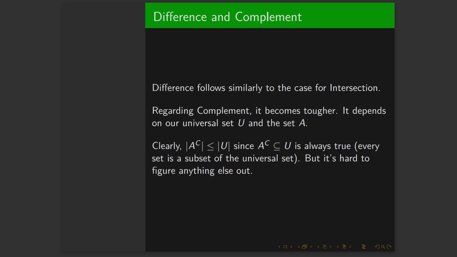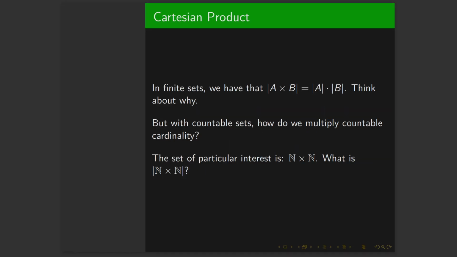Now, regarding complement, it becomes a little tougher because it depends on our universal set and the set A. We must have the cardinality of A complement is less than or equal to the cardinality of U. But anything else is kind of hard to think about, so we're not going to worry about this. Now, this is the main boss right here, Cartesian product.